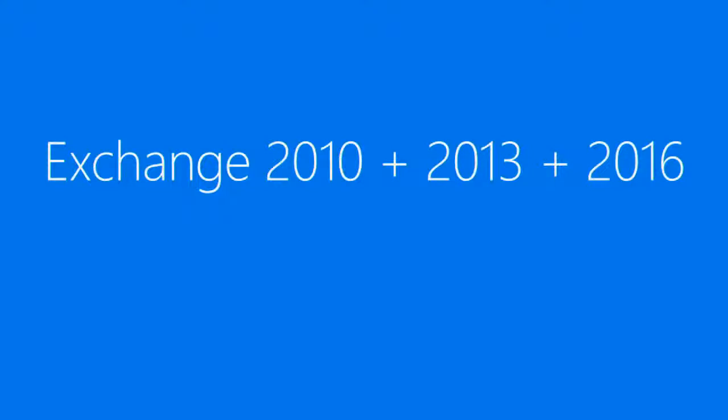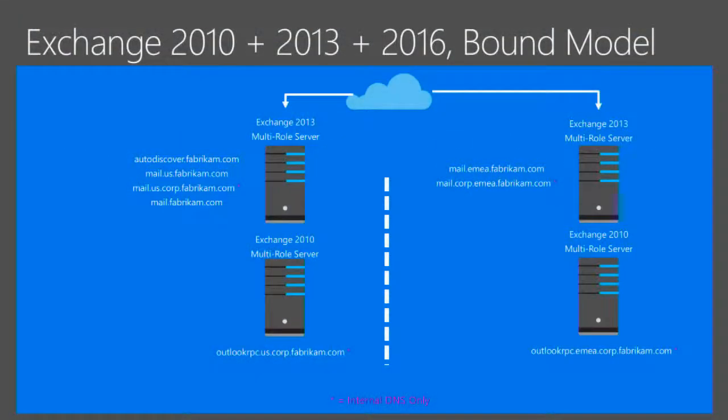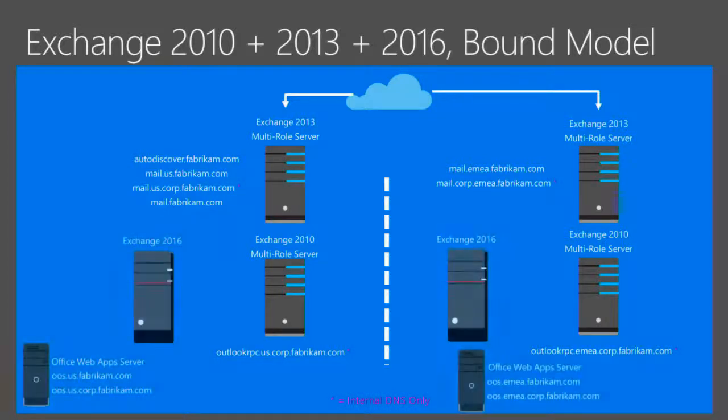All right, this is where it starts to get freaky. We've got all 3 versions in place here. All right, so we've got 13 and 10 sitting there, happy. They've now got a nice set of arrows coming out of the cloud and hitting them. All right, we're in the bound model. We're directing clients to the 2 different data centers. We've got an RPC URL for the internal viewers that are using direct RPC from Outlook. We introduced our 2016 and our Office web app servers.